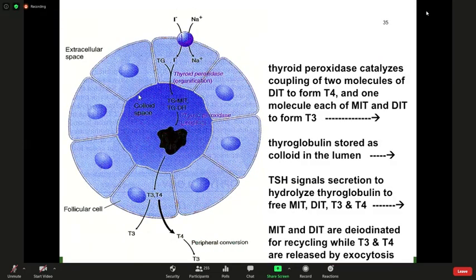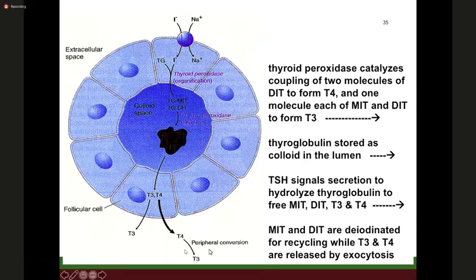Then the preformed hormone is stored in the thyroglobulin. Anytime TSH signals secretion, it hydrolyzes thyroglobulin, releasing the free MIT, DIT, and the T3, T4. And then subsequently, in the peripheral tissues, T4 is converted to T3. T3 is considered to be the active hormone, but T4 is still the predominant hormone in your blood circulation.